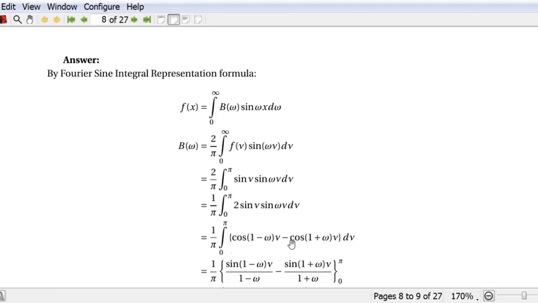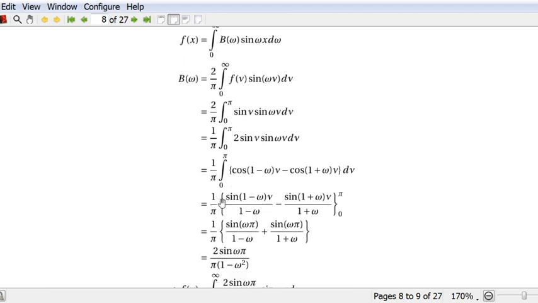Now this is a sum. We can evaluate this integration without much difficulty. That is equal to 1 by pi into integral of cos is sine. So sine of 1 minus omega nu divided by the derivative of this expression with respect to nu, that is 1 minus omega, minus integral of cos is again sine of 1 plus omega nu divided by 1 plus omega. Limit varies from 0 to pi.